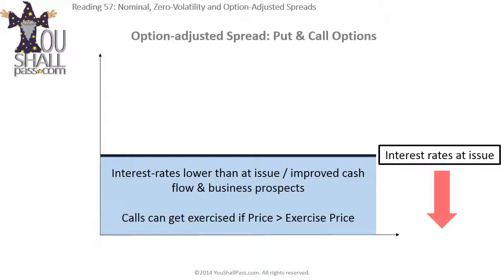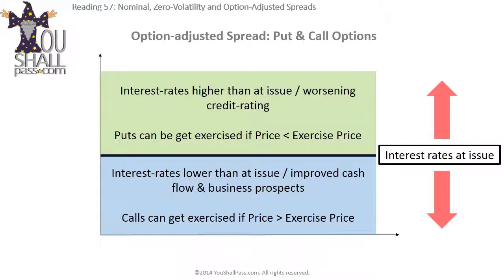If, on the flip side, the interest rates rise or the creditworthiness of the issuer worsens, this will start to reflect in the price of the bonds. And if the price of the bond goes below 100 and looks like it's going to stay there, the investor can exercise her put option and put, or sell, the bond back to the issuer.